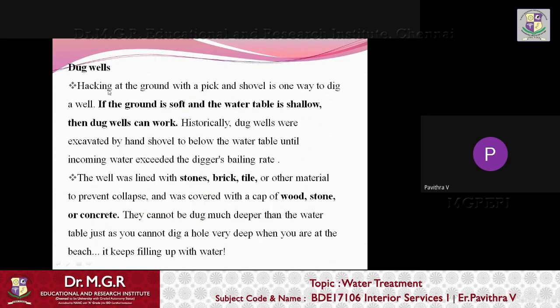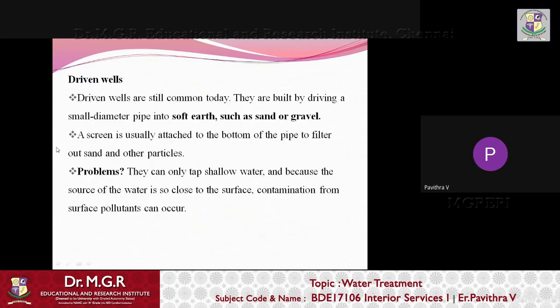So dug wells. Digging at the ground with a pick and a shovel is one way to dig a well. If the ground is soft and the water table is shallow, then dug wells can work. Historically, dug wells were excavated by hand shovel to below the water table until incoming water exceeded the digger's bailing rate. So the well lining will be made of stones, bricks, tiles, etc., and was covered with a cap of wood or stone or concrete. So that is the dug well.